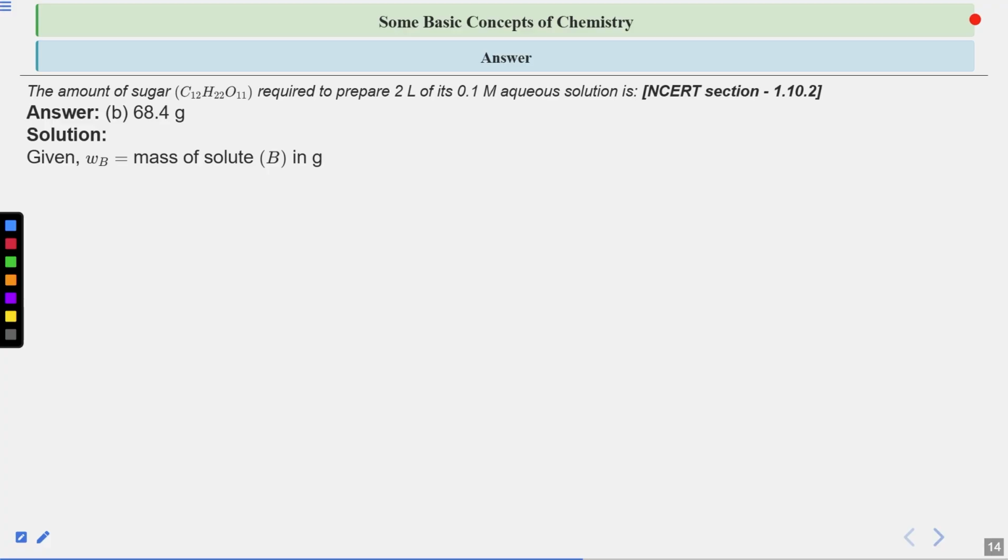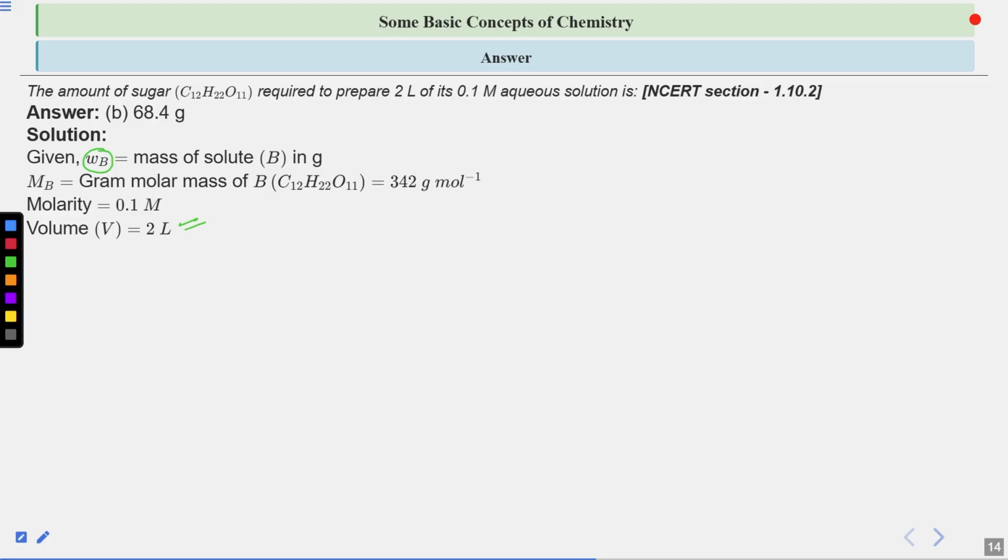So the weight of the solute, I am representing this as B, and the molar mass of the solute, which is, I guess, sucrose here, will be calculated as 342 gram per mole. You can try to calculate by yourself, you will get the same answer. Then molarity is also given, it is given as 0.1 molar. So you have the molar mass of the solute, you have the molarity, and you also have the volume of the solution, which is 2 liter. We are assuming WB as the mass of the solute.